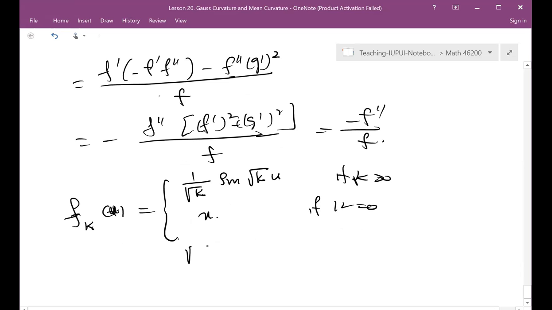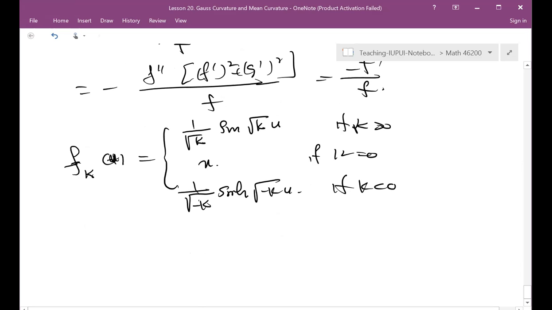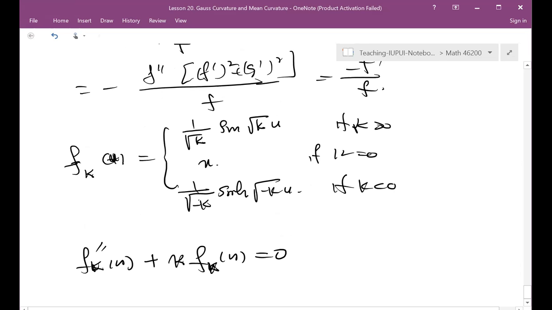And if k is negative, hyperbolic sine. All right. So you can show that, okay, you can verify this identity. Okay. So what does that mean?